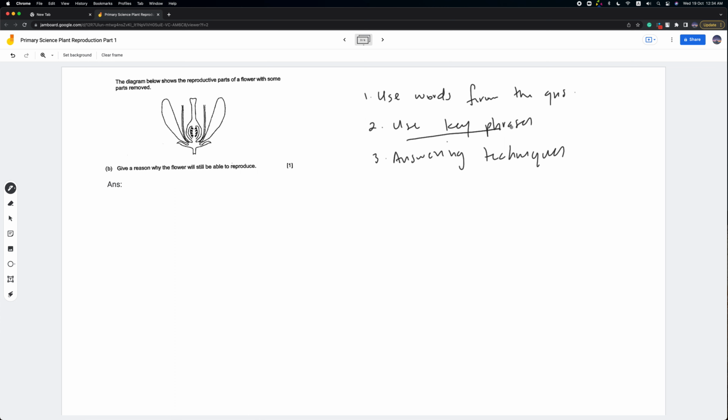Now, the use of key phrases. In the lessons, I will use some key phrases, so it's good if you can indicate that this is a key phrase. Of course, I will notify you. I will say that, okay, this is a key phrase for this topic and for this kind of question, so that you know these are the things that you must include in your answer when the question asks you in a certain way.